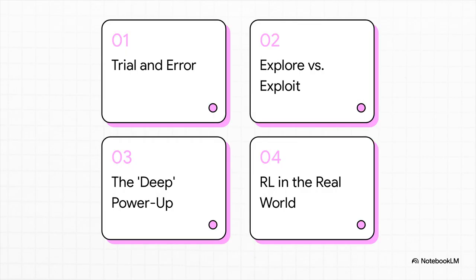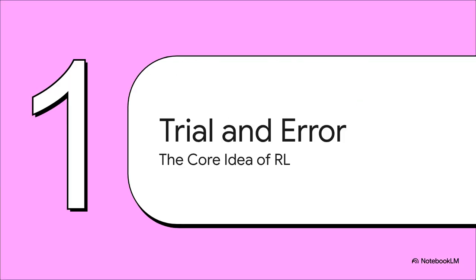So here's our game plan. We're going to start with the basics, learning through trial and error. Then we'll get into a really critical choice every learning system has to make. Should it explore or should it exploit? After that, we'll give our system a deep power-up and see how that completely changes the game. And finally, we'll look at how this tech is already making waves out in the real world. All right, let's dive into the absolute heart of it all.